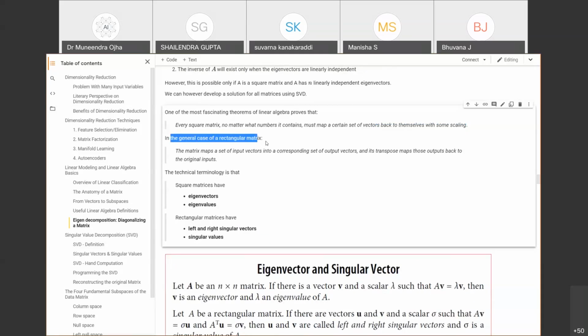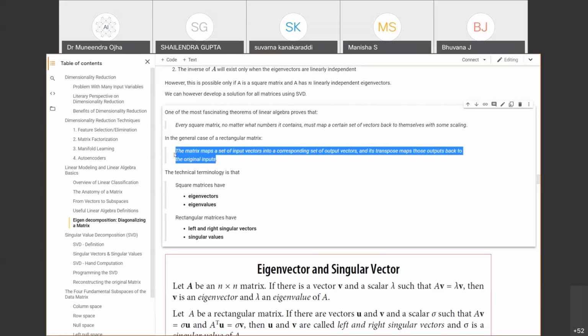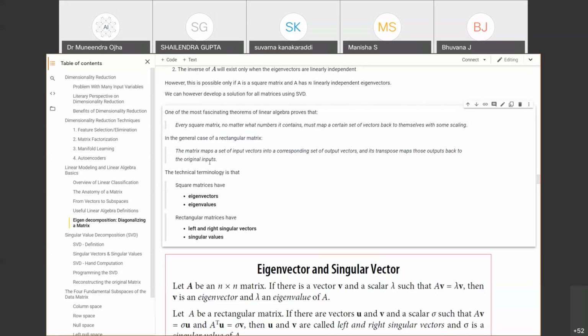In the general case of a rectangular matrix, the matrix maps a set of input vectors into a corresponding set of output vectors, and its transpose maps those outputs back to the original input. This is the basis of matrix decomposition when we have a rectangular matrix. Now square matrices have eigenvectors and eigenvalues. For rectangular matrices, we call them left and right singular vectors and corresponding singular values.